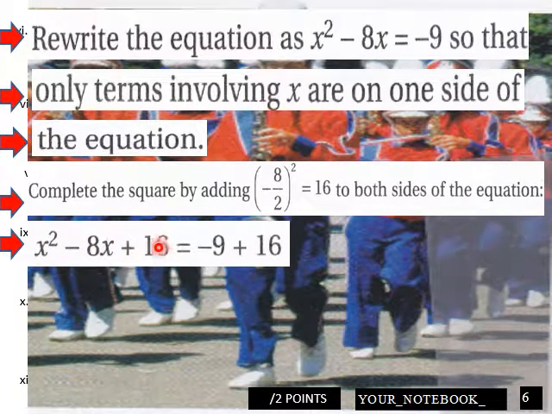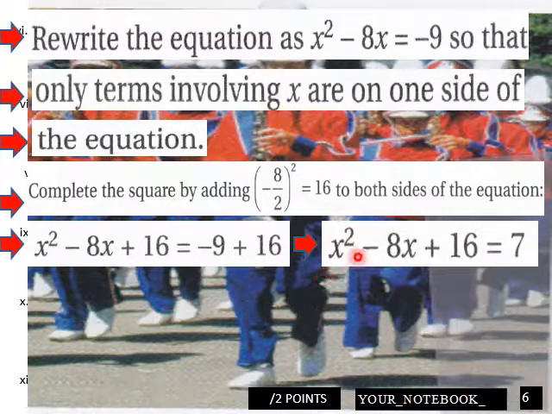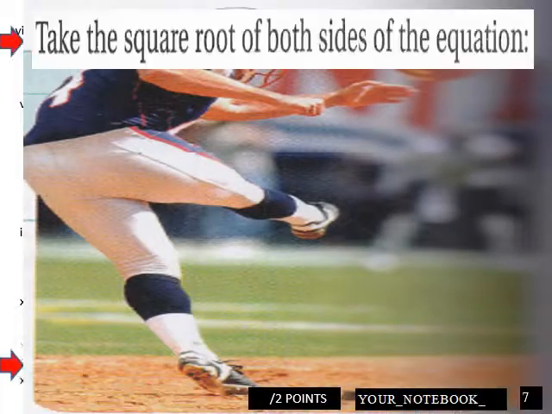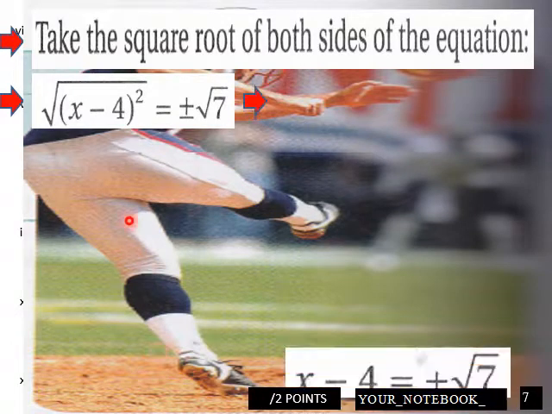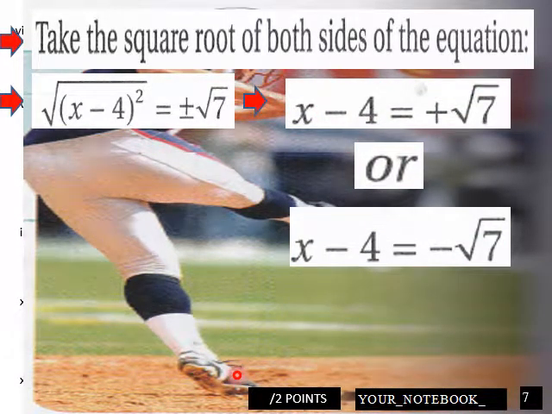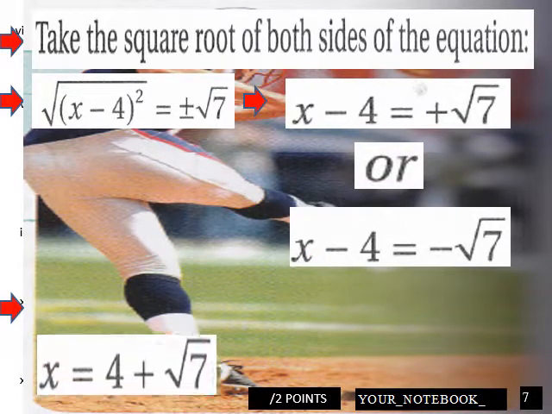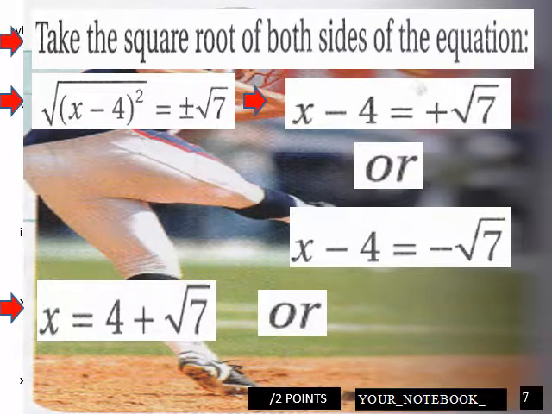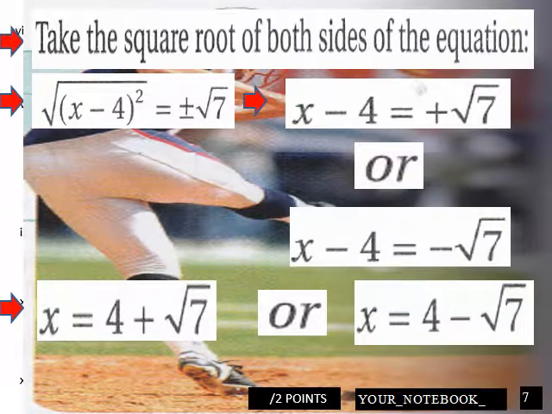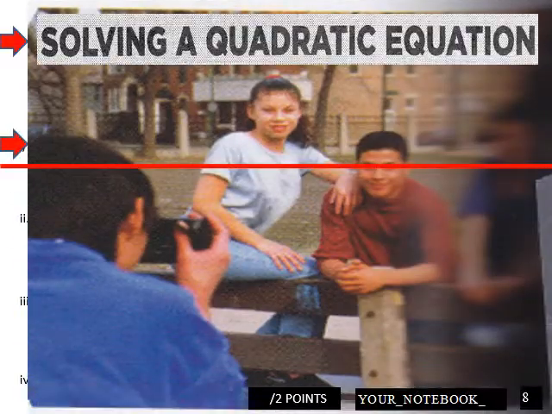So now we have a perfect square here, and then over here we have that. x squared minus 8x plus 16 equals 7. x minus 4 squared equals 7. Take the square root of both sides. So we have this: x minus 4 equals positive square root of 7, or x minus 4 equals the negative square root of 7. x equals 4 plus square root of 7, or x equals 4 minus square root of 7.